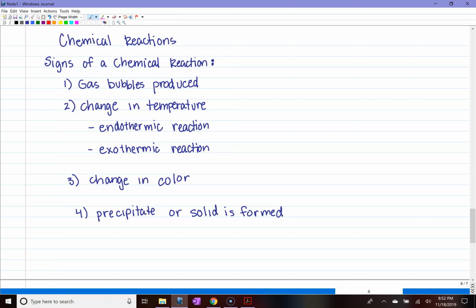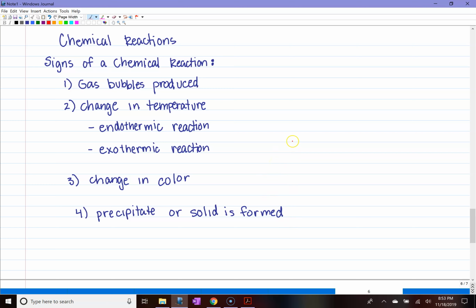Now we're going to start looking at some chemical reactions. You can stop the video here at this point and conduct the lab if you'd like, or you can wait until after you finish the video. But these are the main signs that you would have a chemical reaction that occurs. And the first sign is that gas bubbles would be produced. The second sign is that there's a change in temperature.